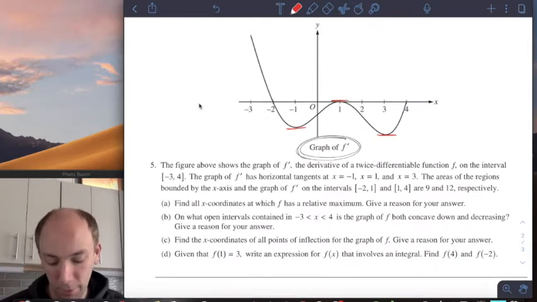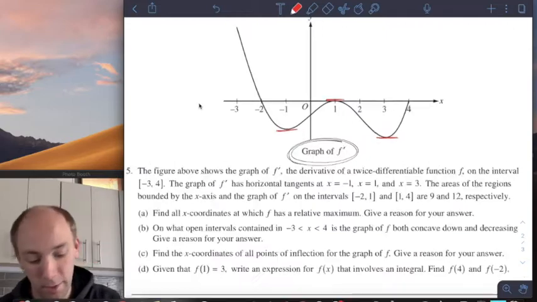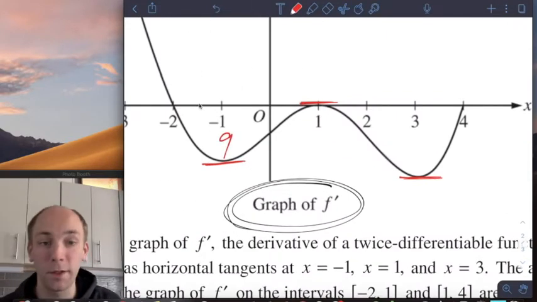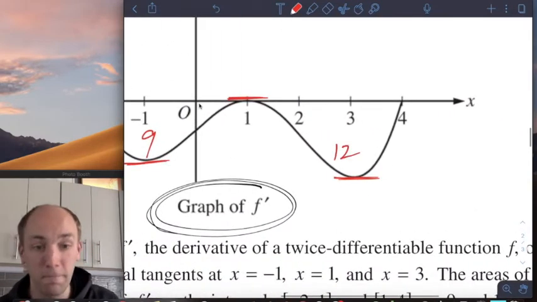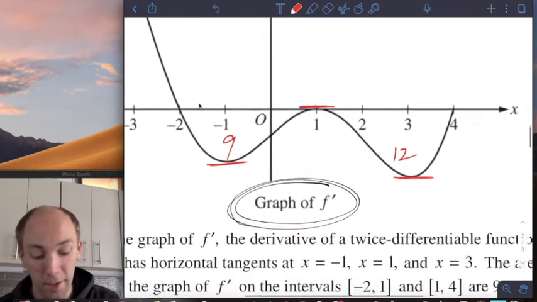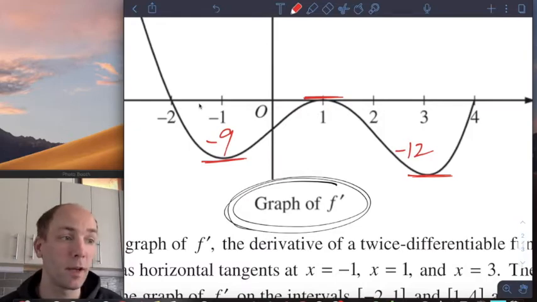And the areas of the regions bounded by the x-axis and the graph of f prime on the intervals -2 to 1 is 9. So this -2 to 1 is 9, and from 1 to 4 is 12. That's the area. Now, these areas are beneath the x-axis, so it's important to remember that these would both be negative because it's below the x-axis.